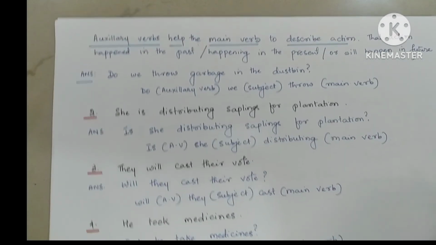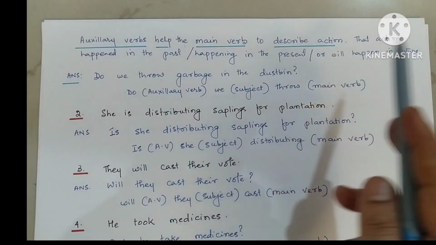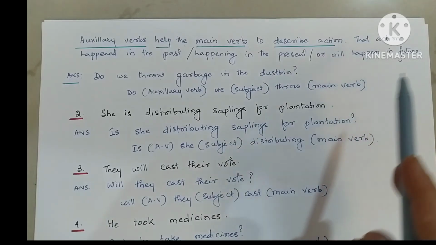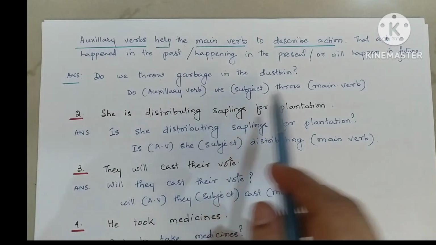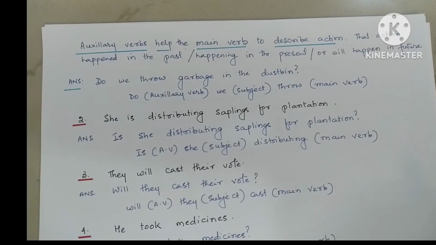So what is the rule over here? Auxiliary verb helps the main verb to describe action. That action happened in the past, is happening in the present, or will happen in future. So we have to remember the rule in these cases: auxiliary verb followed by subject followed by main verb. Then you can easily answer these kind of questions.